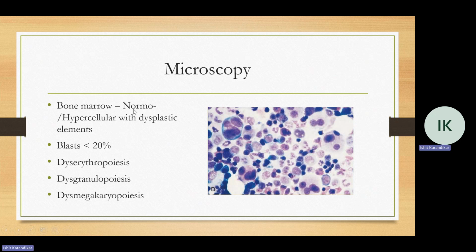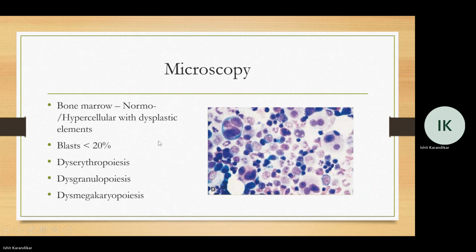In myeloproliferative disorders, you see decently adequate maturation of the cells, while in myelodysplastic syndromes, there's no maturation. Now, this is very important. The bone marrow is normal, but more likely hypercellular with dysplastic elements, right? You can use it to differentiate it from other causes of cytopenias like aplastic anemia. In aplastic anemia, you'll have hypocellular marrow. Of course, there's more blasts than normal, but it's less than 20%. As soon as they're over 20%, it's classified into AML, right?